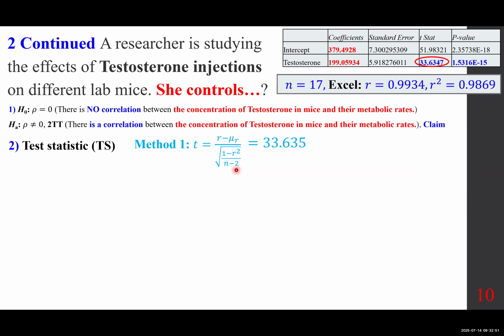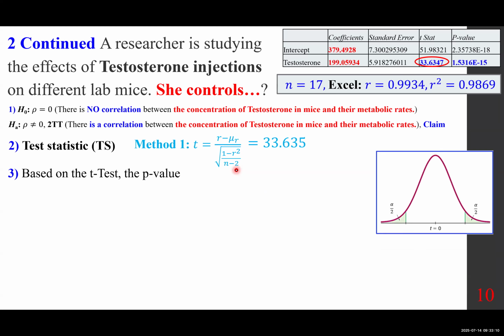Now, again, because things have been done, the next one, instead of the traditional method, we go with the p-value method. So based on the t-test, the p-value, remember, takes the value of the t statistic, which is this number here, and the area to the right, times 2. Why times 2? Because it's a two-tailed test.